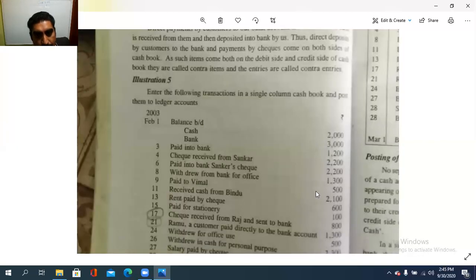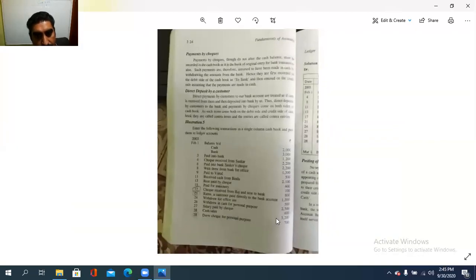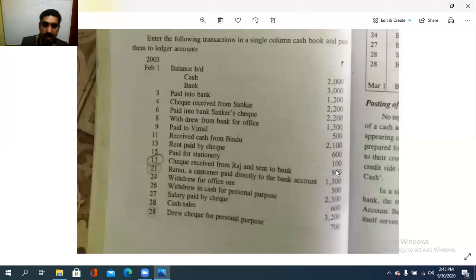In such a case, the bank balance will not come. Okay, bank balance in the bank account only it is coming. So, cash is coming. So, balance brought down, 2,000. That is the opening balance. Then, paid in the bank. So here, bank. How much? 1,200.